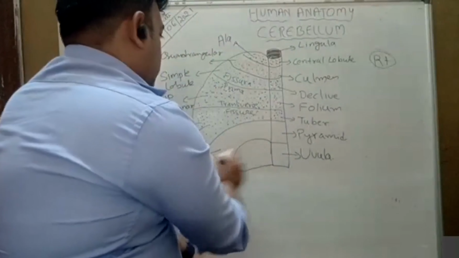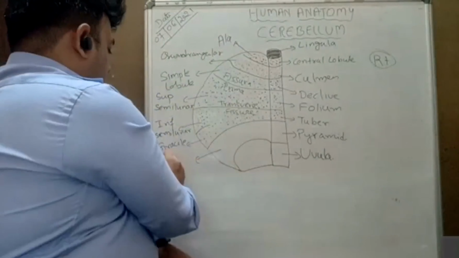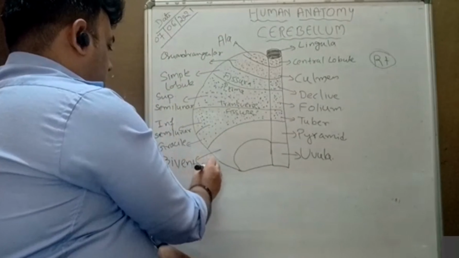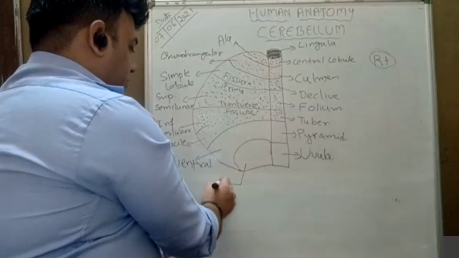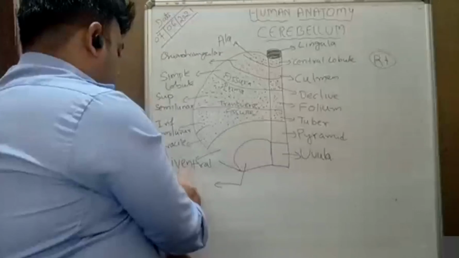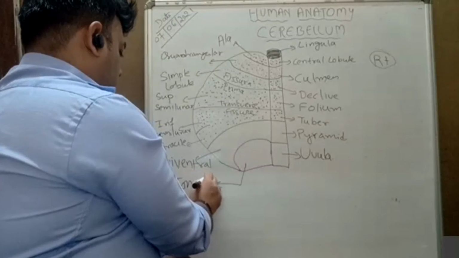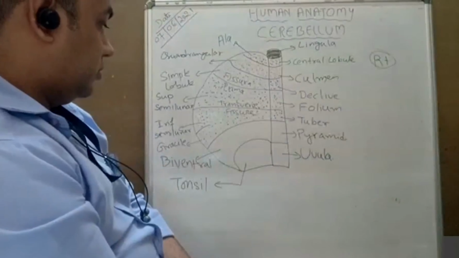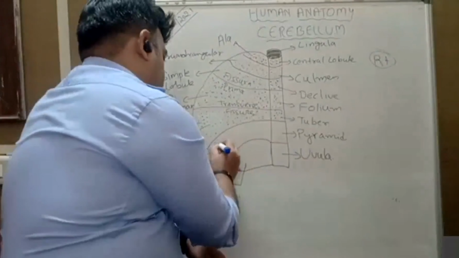So in line with the pyramid, that is the biventral lobule, and the lowest one here, that is the tonsil. Why do we call it the tonsil? I will tell you during the LCD of this, but here to the biventral.